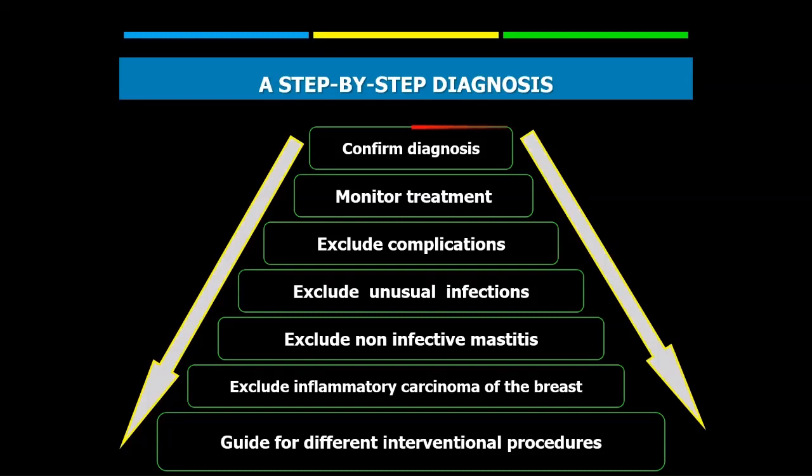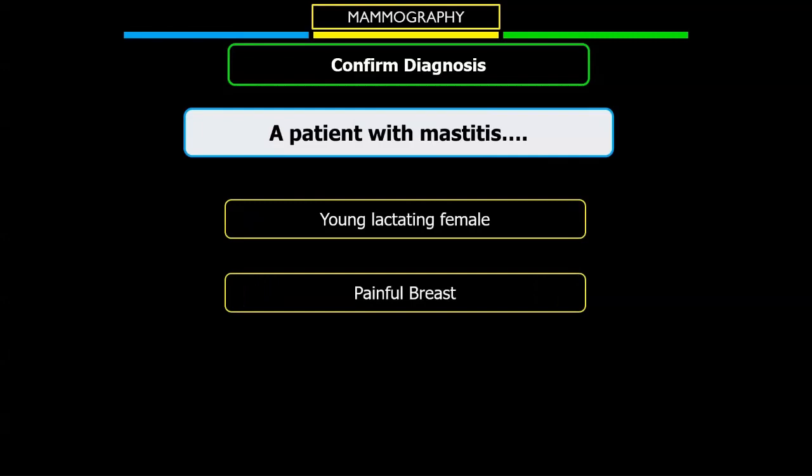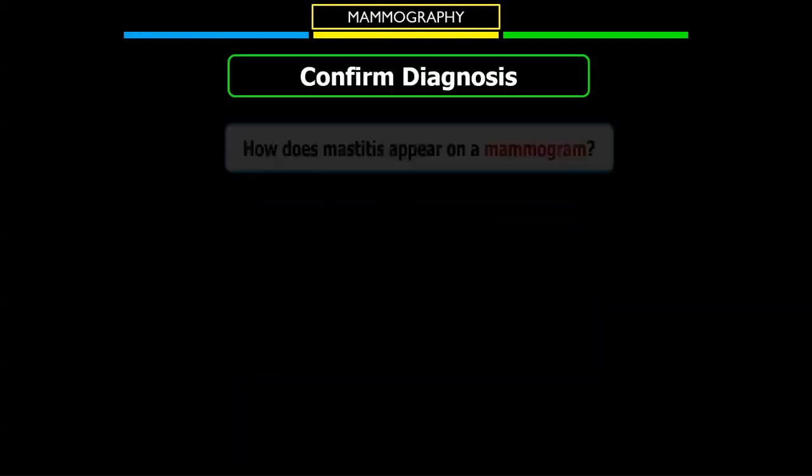And we'll start with the first step, and that is how to confirm the diagnosis of mastitis. We should always remember that a patient with mastitis is usually a young, lactating female. She has a painful breast, and she has an added increased density to the already inherent density because of her age.